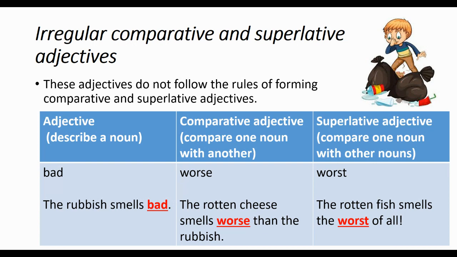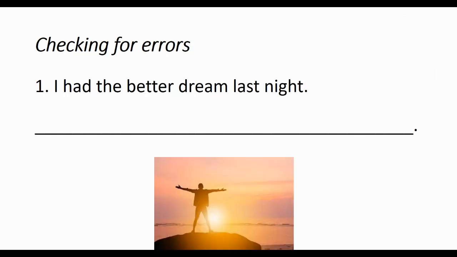The rubbish smells bad. Ugh. The rotten cheese smells worse than the rubbish. Comparing the rotten cheese to the rubbish. But in the rubbish there is rotten fish, and I can say the rotten fish smells the worst of all, comparing it with all the other rubbish in the bin. Okay? Now, let us look at how we can identify errors in some sentences.